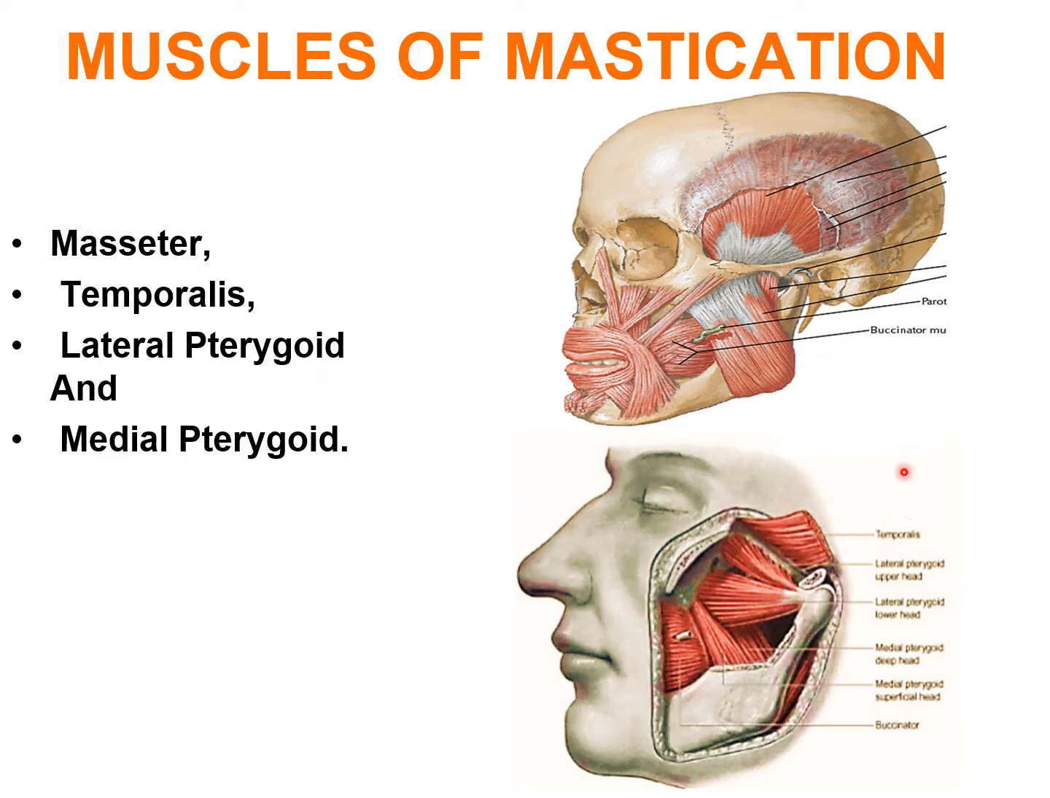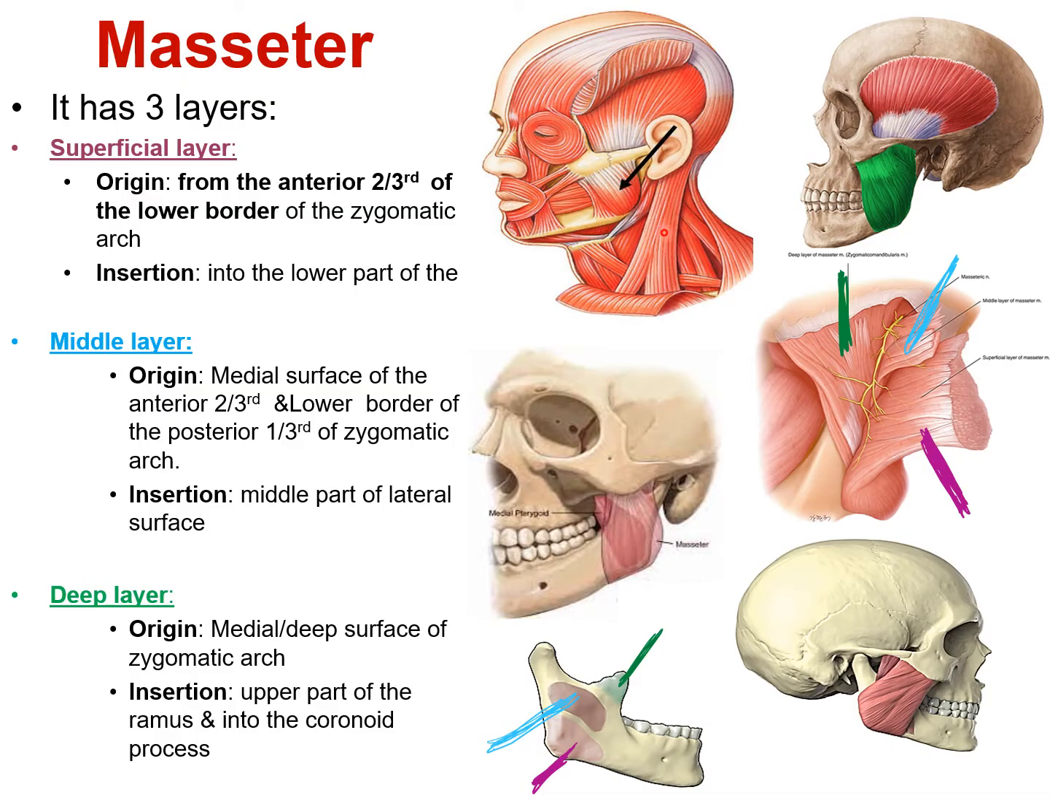The muscles of mastication are the muscles that help to move the mandible during mastication and speech. These are the masseter muscle, the temporalis muscle, the lateral pterygoid, the medial pterygoid. They develop from the mesoderm of first branchial arch and they are supplied by the mandibular nerve, which is the nerve of first arch. Talking about the masseter muscle, this muscle has three layers, the superficial layer, middle layer and the deep layer.